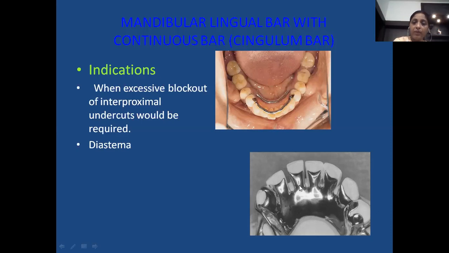metal display between the spaces. From here we can remove the wax up, and when the casting will be done, there will be no metal in between the teeth. So there will be no metal display, and it can be aesthetically accepted by the patient in cases of diastema.